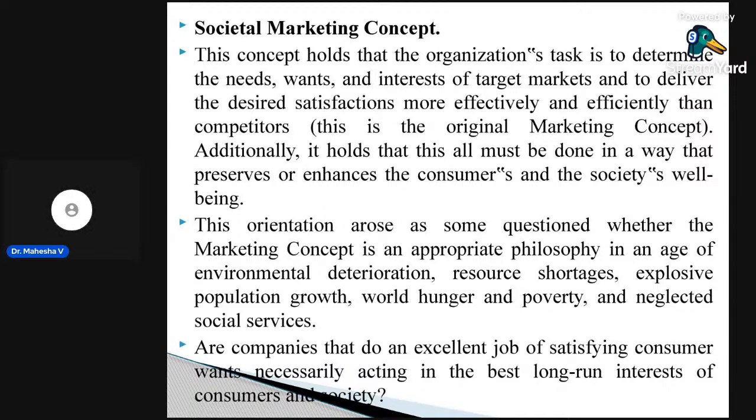What I used to say very clearly is, you need to produce a product which should not create any kind of hazard to society. You need to produce hazard-free products.